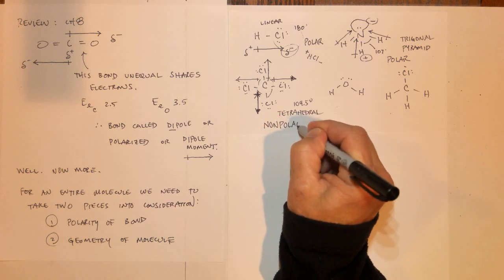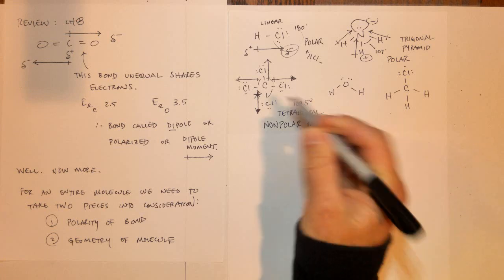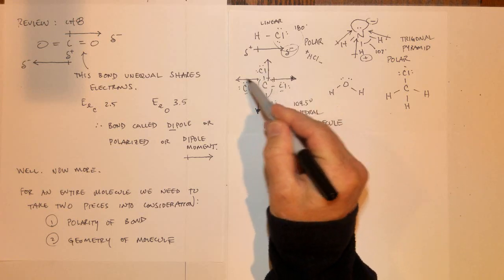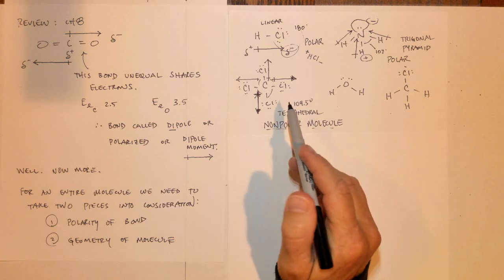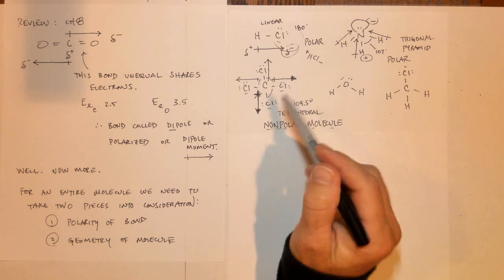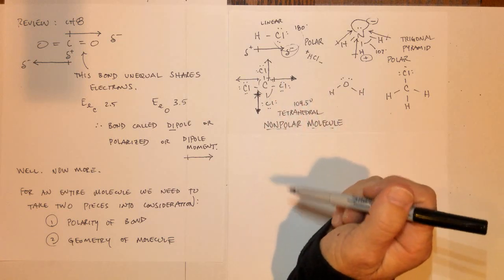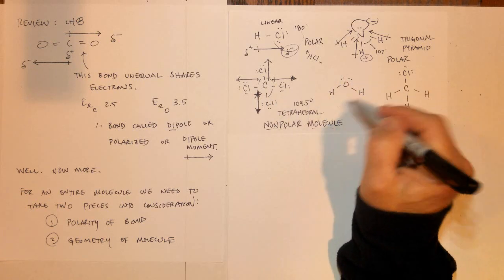we would say that this is a nonpolar molecule. Now, the bonds are still polar bonds. They're polarized. But overall, the molecule is not polar because we have a symmetrical shape. Symmetry is the key to really determining the polarity of molecules. All right, let's look at this one.